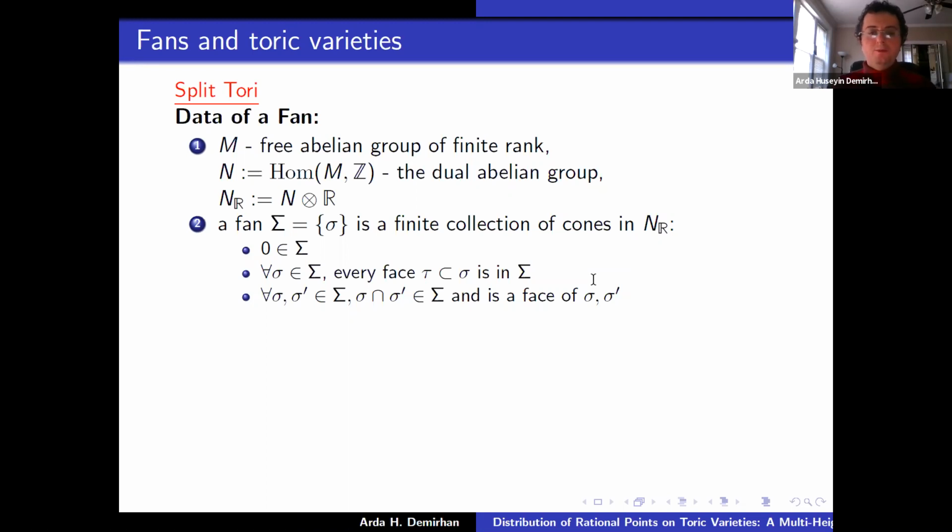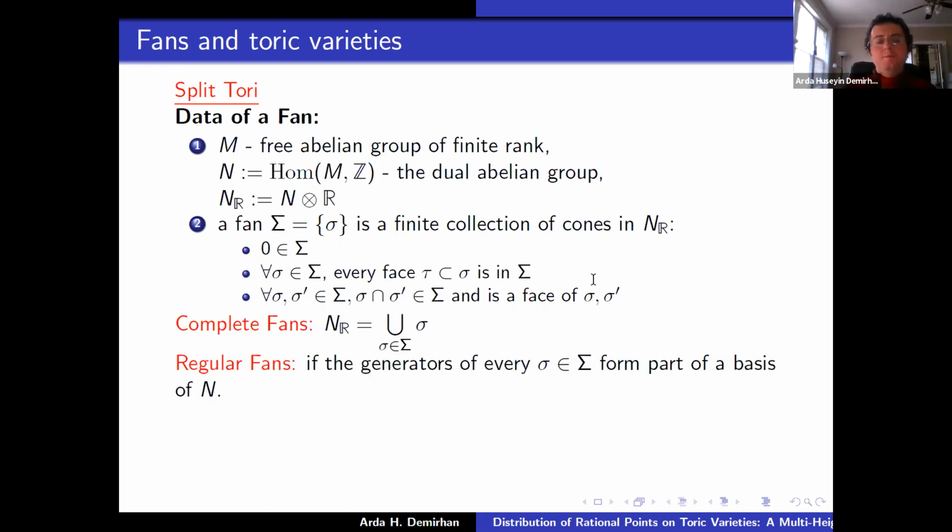Suppose we have a free abelian group N of finite rank, its dual abelian group M, and the real space N_R, which is the tensorial extension of N. Then a fan is nothing but a special finite collection of cones such that 0 is in the fan. We ask that every face of every cone in the fan is a cone itself in the fan, and we also ask that the intersection of two cones in the fan be a face of both, and then by the second property, it is also in the fan.